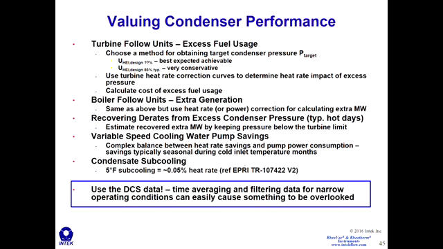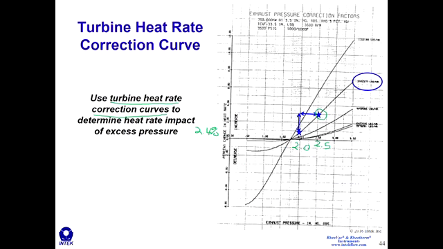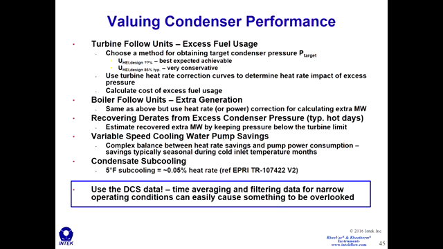Okay, now there's also different ways. This is a way for determining heat rate, and if you have a power generation curve, calculating extra generated megawatts. If you're operating in a turbine follow mode, this method will let you calculate how much savings there is in less fuel usage. If you're in a boiler follow operation, then you're not saving fuel, you're actually putting more megawatts on the grid. So this is actually more beneficial if you do some change to the condenser using a boiler follow operation for your unit.